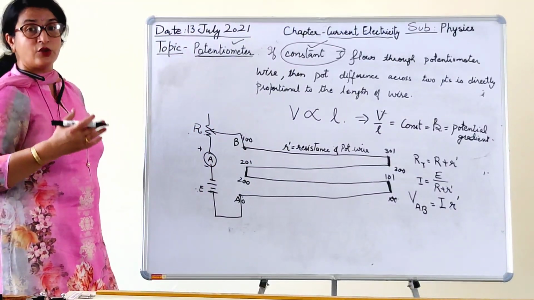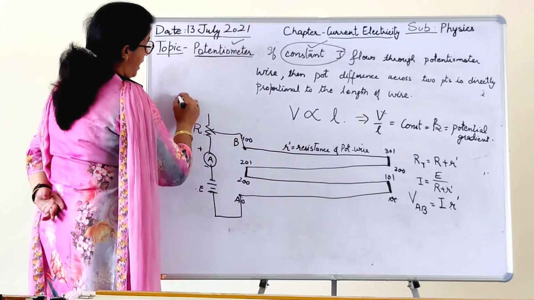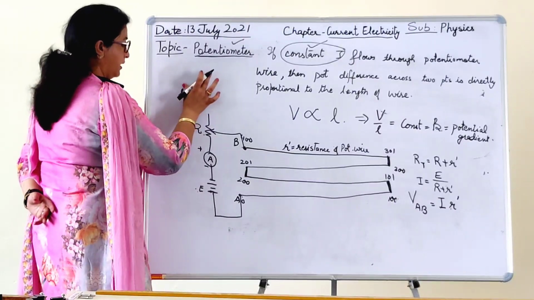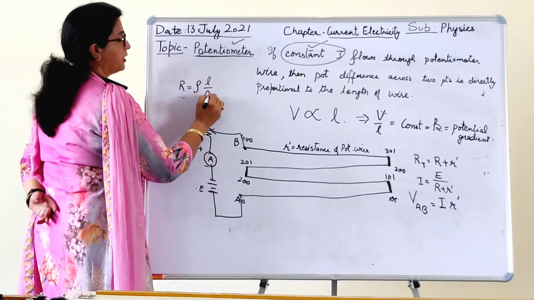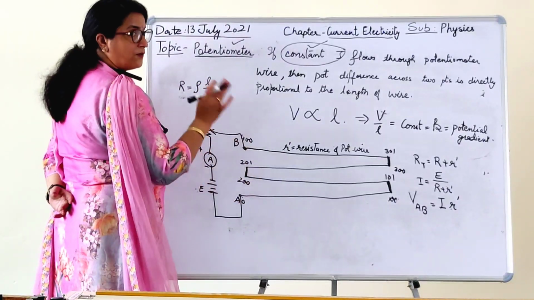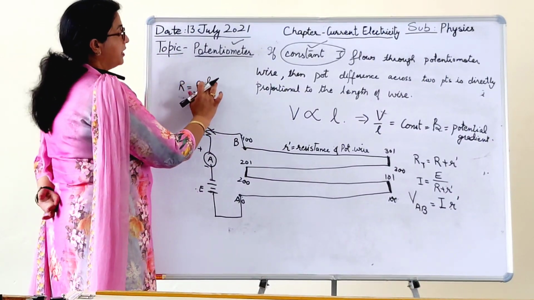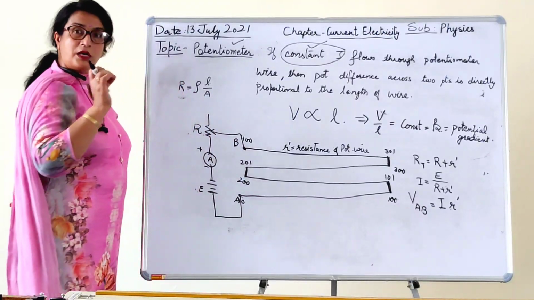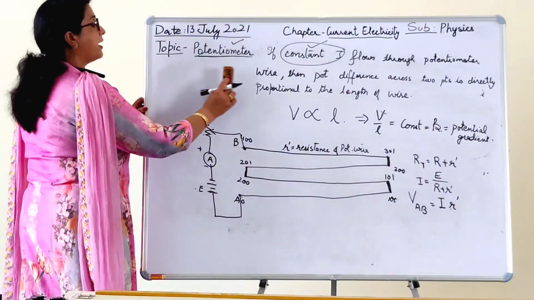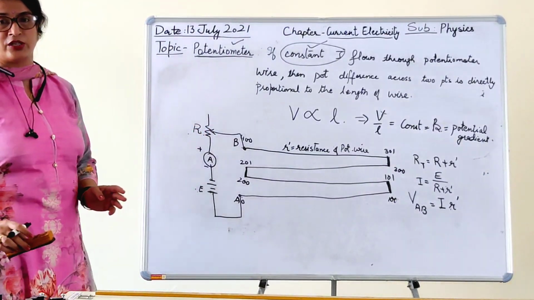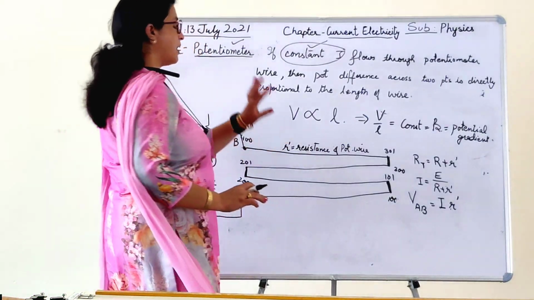Why am I assuming this as constant? Because the resistance R dash, any resistance, is equal to resistivity times length upon area. So the area of cross section of this wire is uniform, the material is constant, and the length is constant, so the resistance must be constant. Therefore, R dash is taken to be constant, and I am assuming there is no change in temperature. So there is no variation in the resistance of the wire, and it is R dash.